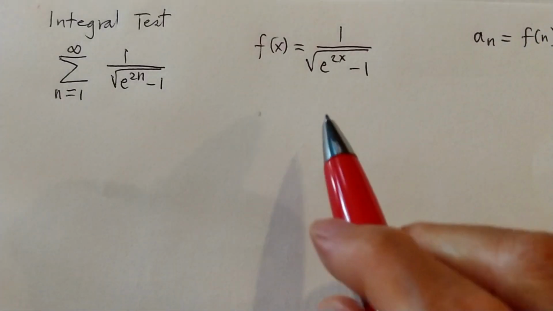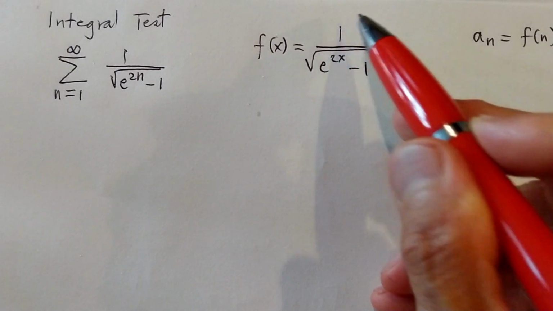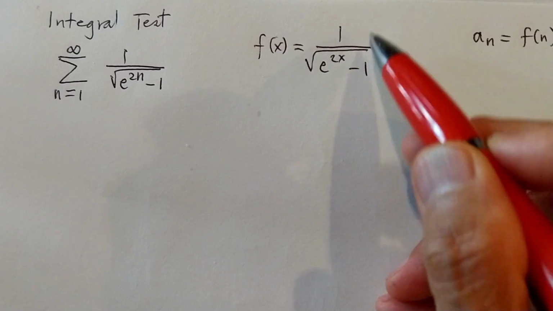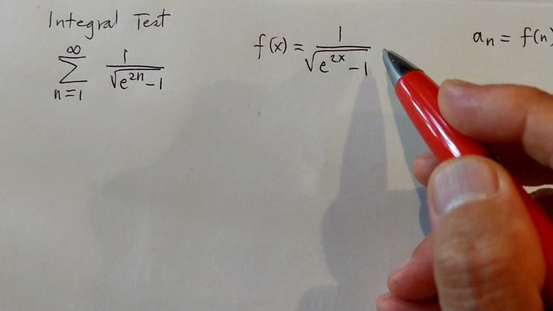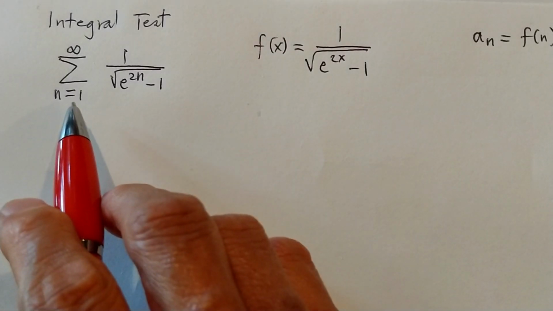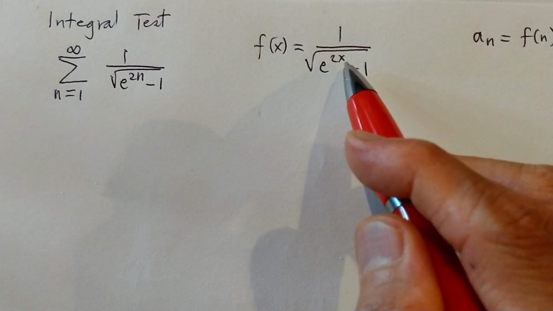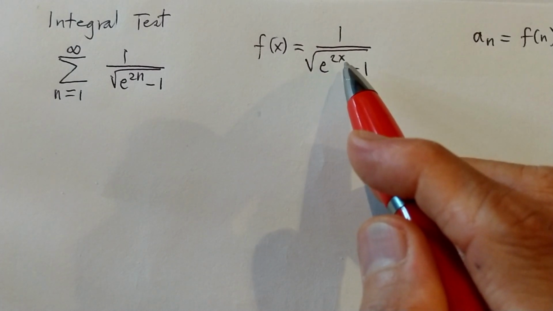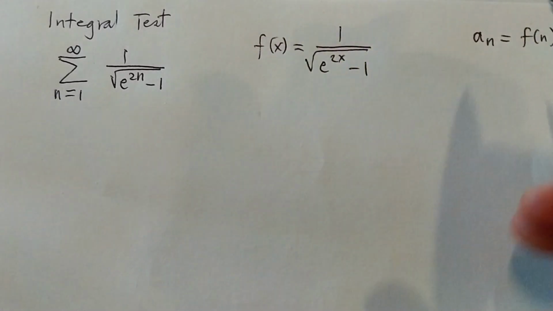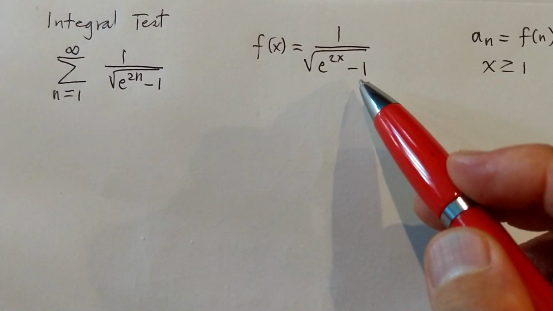Okay? So first question, is this positive? Well, the numerator is positive 1. The denominator is a positive square root. The quotient of two positive numbers is a positive number. Is it continuous? Since x will begin at 1, the only way the denominator can be 0 is when x is 0. So because x is at least 1, this will never be 0 in the denominator, for x greater than or equal to 1, and so the function is continuous.